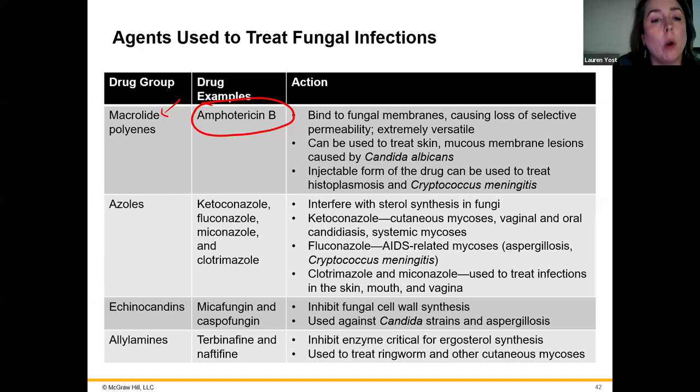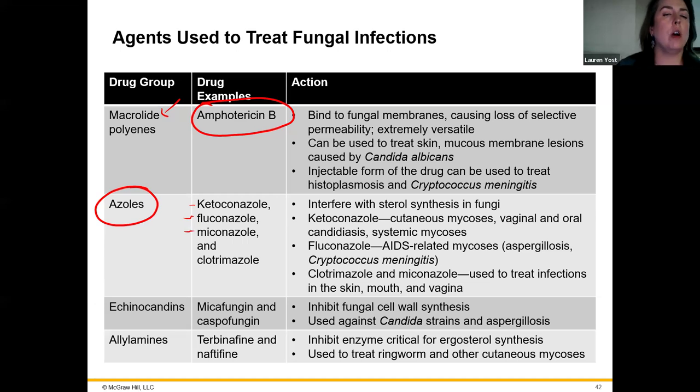Just so happens the other ones that didn't work for me were azoles. This is going to include ketoconazole, fluconazole, miconazole, and clotrimazole. So anything ending in an azole. I don't really know what else to say about this. They're going to use these to treat fungal infections. Most of these you've probably heard of. Ketoconazole is pretty widely used to treat a lot of different kinds of fungal infections.